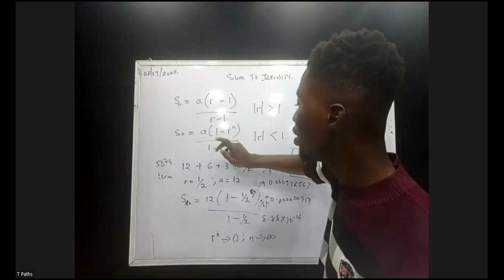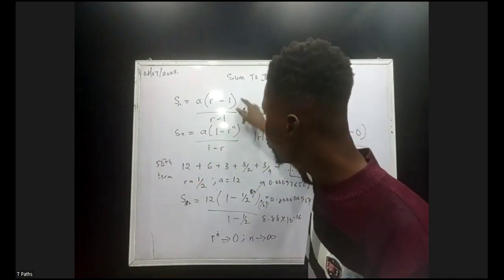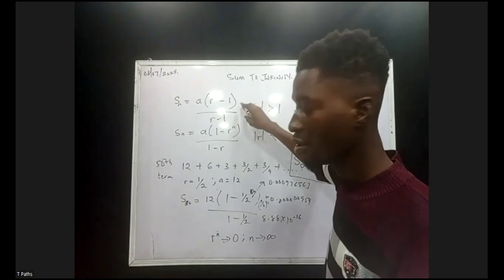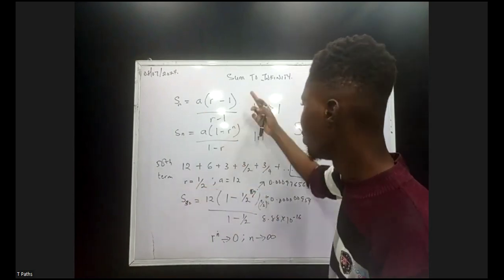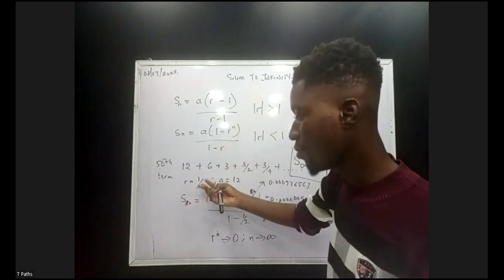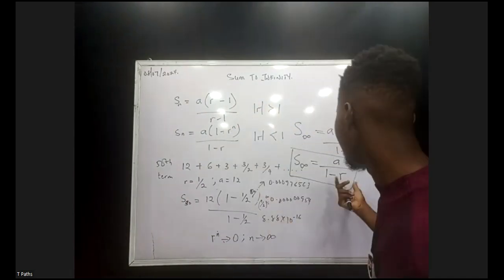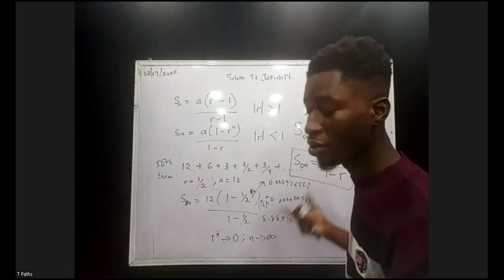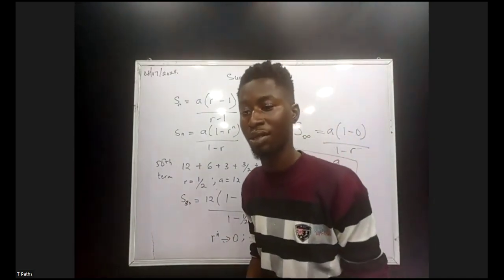And mind you, we need to get our r to know which of these two formulas we use. If r is less than 1, we use this second one. If r is greater than 1, we use this first one. And we get our answer. So this is the formula for the sum to infinity. So let's take questions on it.